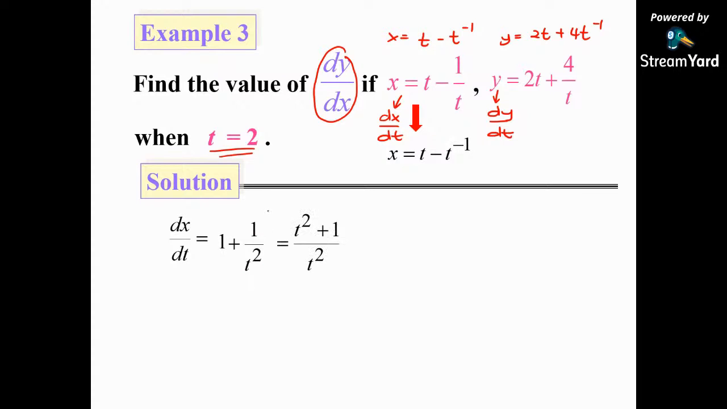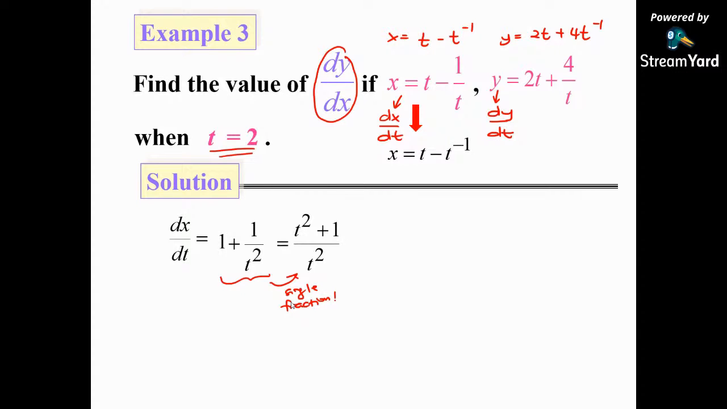Now we're going to change this into a single fraction because it will make our life much easier. If you have dx over dt and it looks like something like this, the best tip that I can give you is to make sure you change it into a single fraction. That will make the calculation much easier.